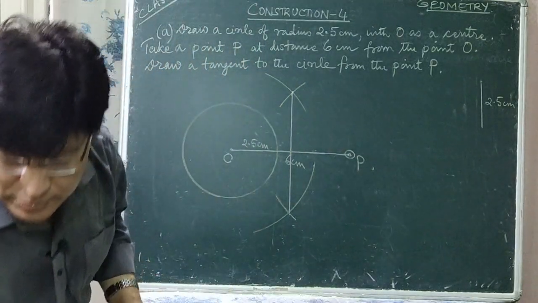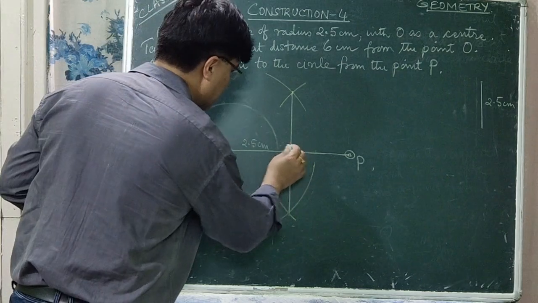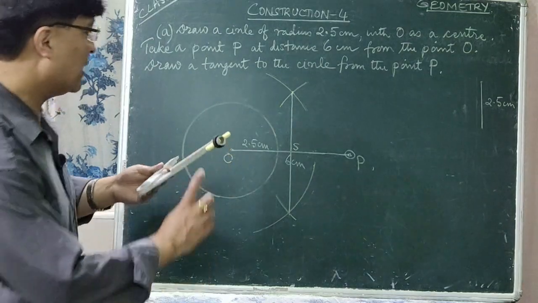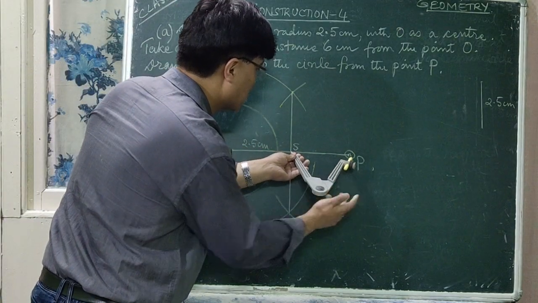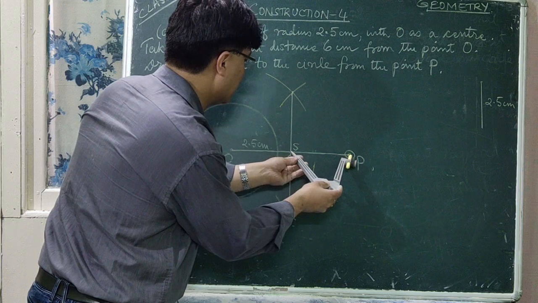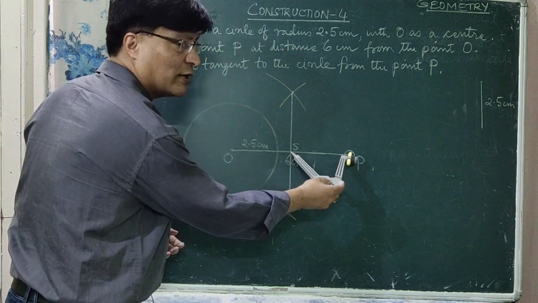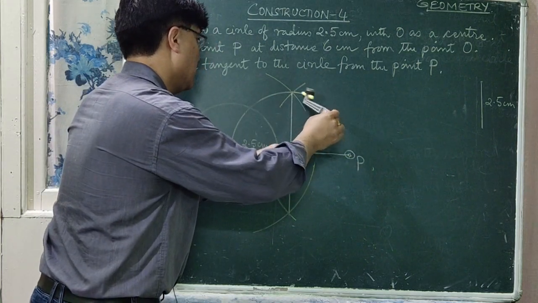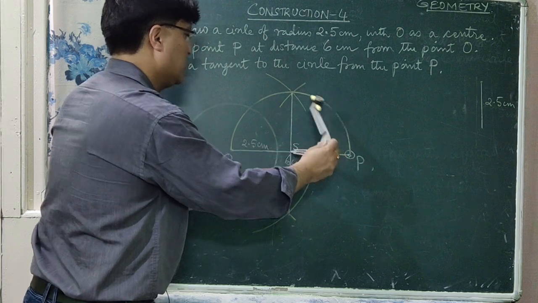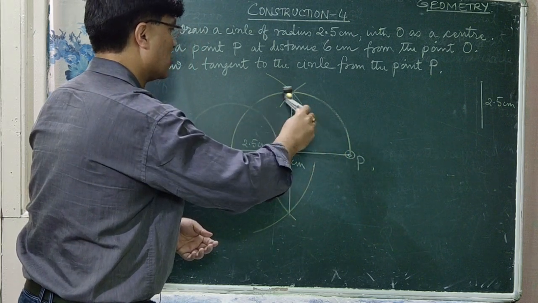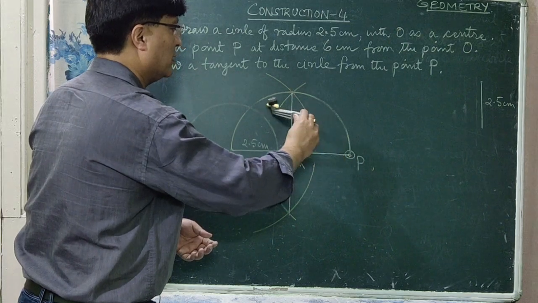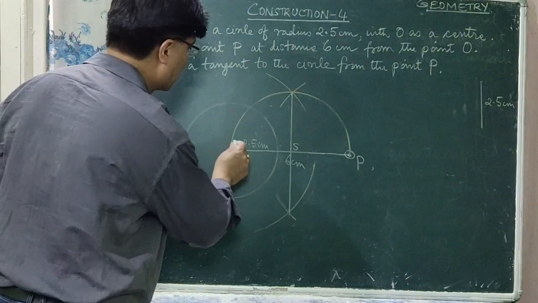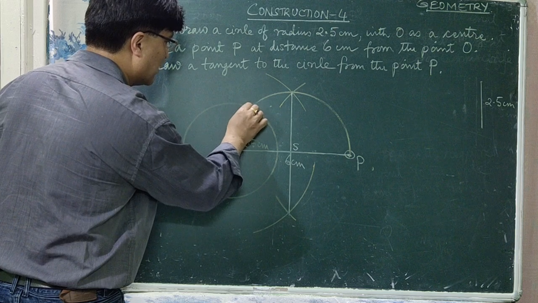Let us mark this point as S. So S is the midpoint of OP. That is, this S will be the center of the semicircle. Now, taking SP as the radius, draw a semicircle. So we have drawn a semicircle. That semicircle will pass through O and P. Is that clear now? And this semicircle will intersect the given circle at the point Q.